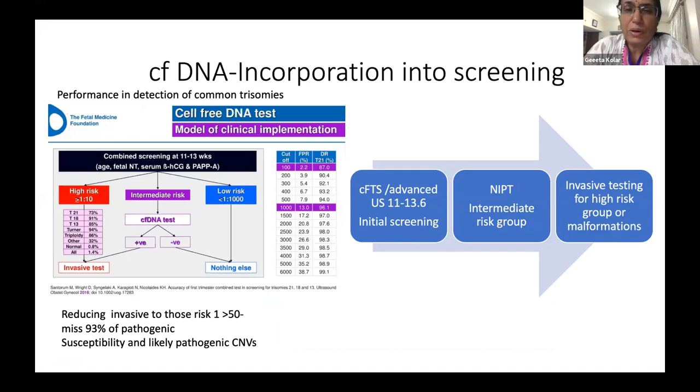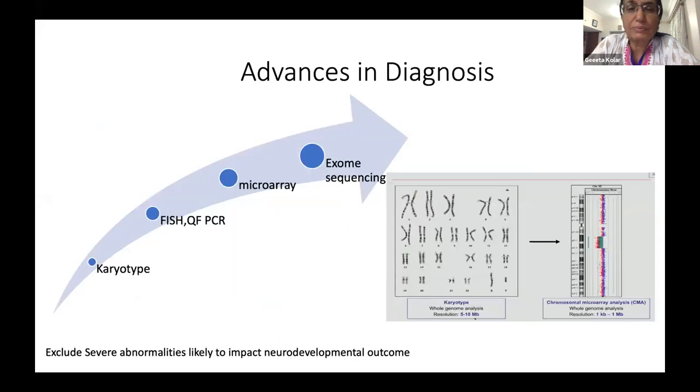So how can you incorporate cell-free DNA into screening when you have markers and you have an intermediate risk? This is where you need not offer invasive tests. You can offer them NIPT in the intermediate risk group and offer invasive for the high risk. So you have initial screening; if low risk, you can only have a TFA scan. You have an intermediate risk between 1 in 100 to 1 in 1,000, you can offer them an NIPT, or high risk, that means less than 1 in 100, you can offer invasive testing.